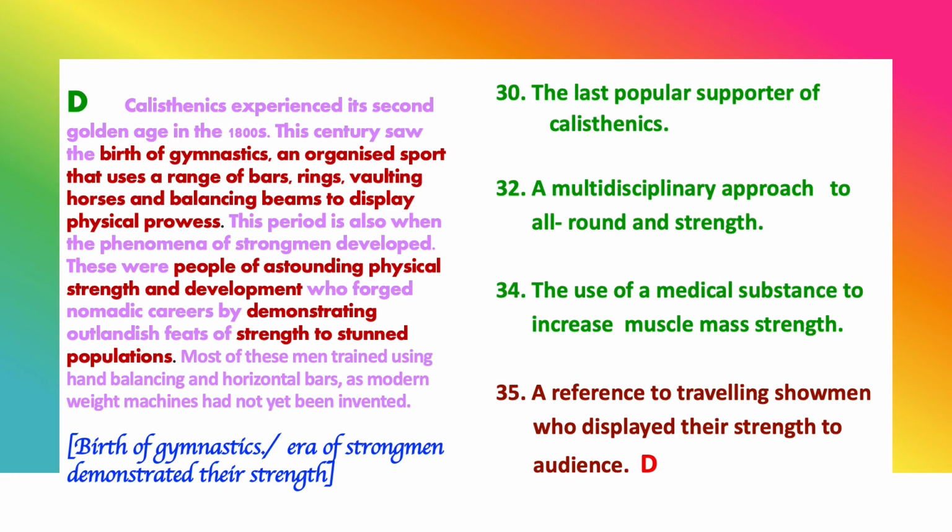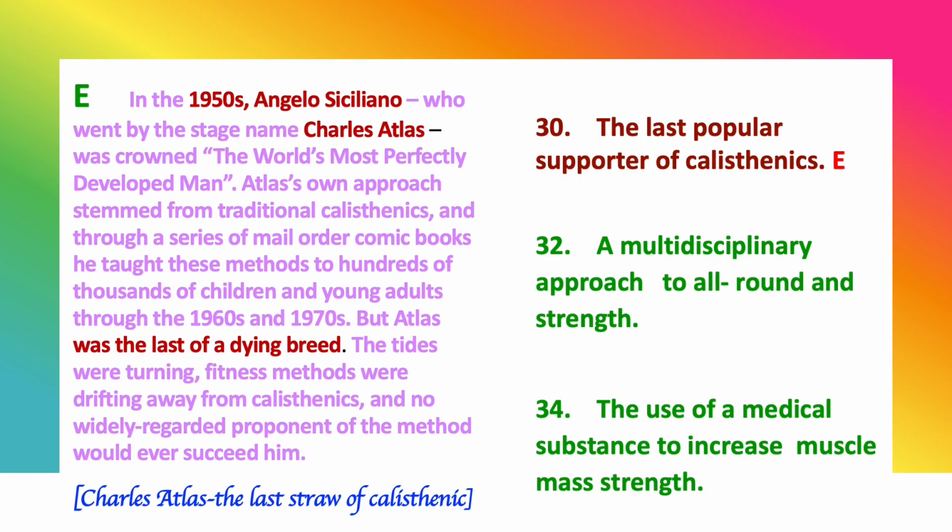So when you look at the questions, you can see displayed their strength. The phrase displayed their strength to the audience. So here, strong men demonstrated their strength. The phrase strong men demonstrated their strength is equal to displayed their strength to audience. So that is the answer. Now let's go to section E. This talks about the last row of calisthenics. So the answer happens to be question number 30, the last popular support of calisthenics.